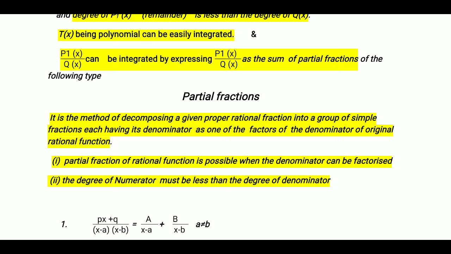So, partial fraction of a rational function is possible when the denominator can be factorized. It means the denominator must have factors. And second, the degree of the numerator must be less than the degree of the denominator. Keep in mind these two things.